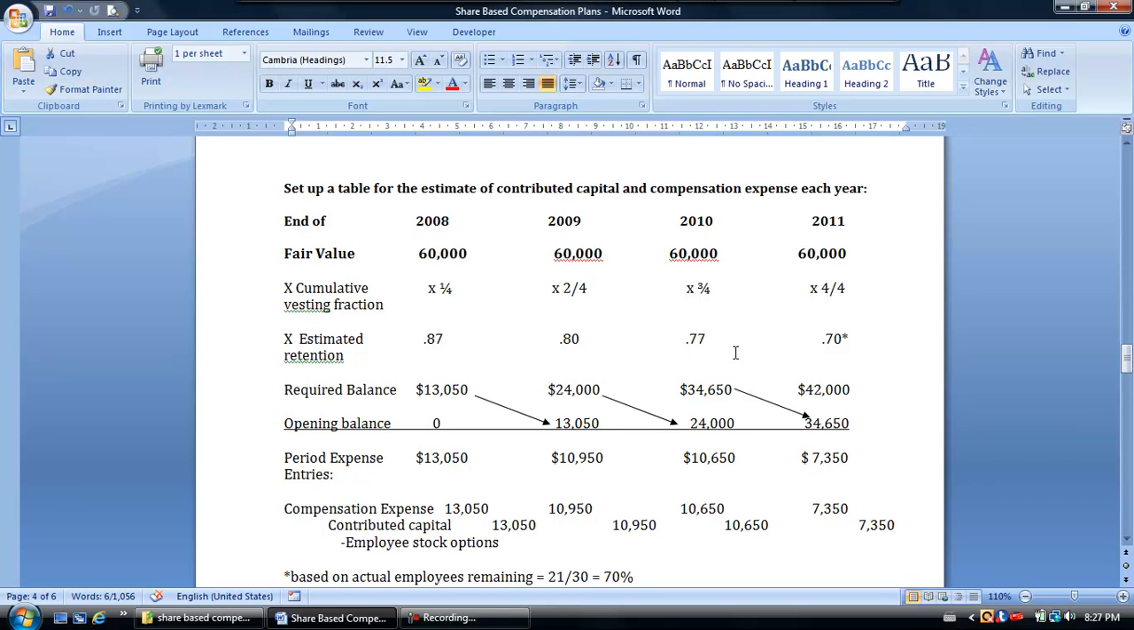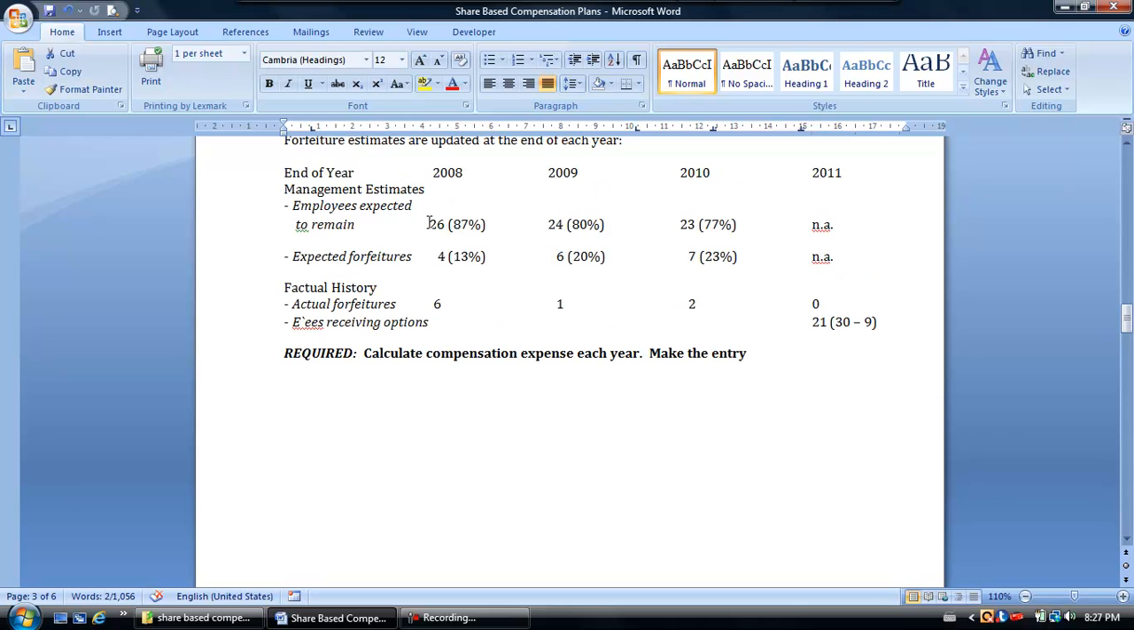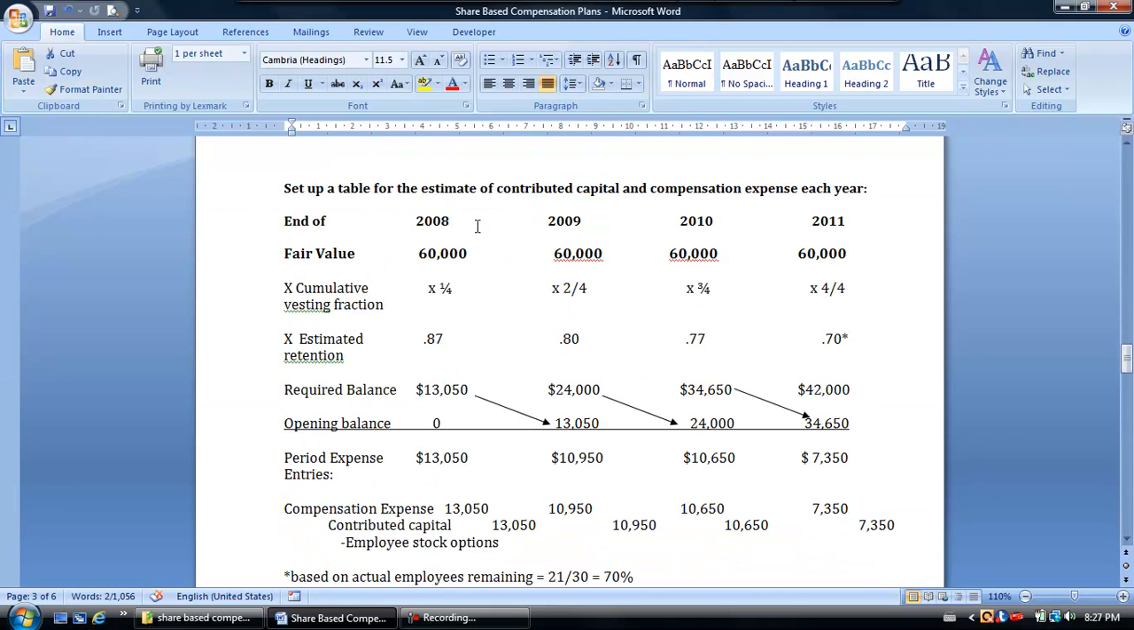So we're going to take the fair value of the options every year, multiplied by the cumulative vesting fraction, and then multiply that by the estimated retention rate, which we got in the question, in order to determine the required balance in the contributed capital account for the employee stock options. What we want to make sure of is that whatever value is in that shareholders' equity account is reflective of the value of the options that have the opportunity to be exercised after the vesting period is over.